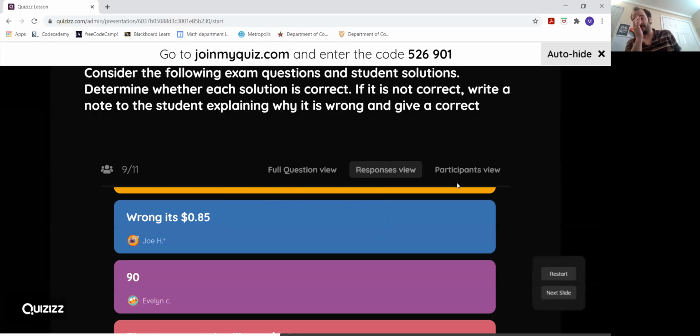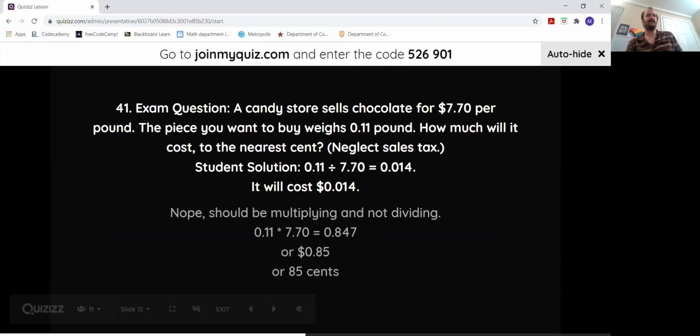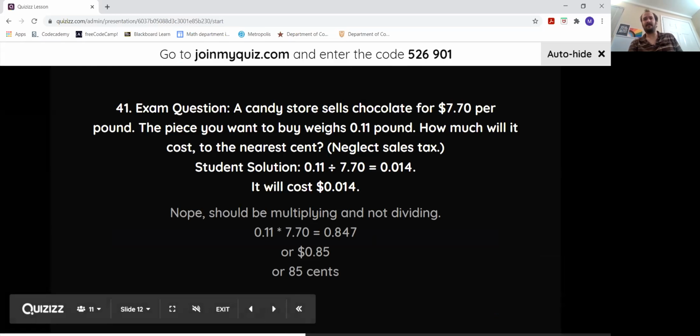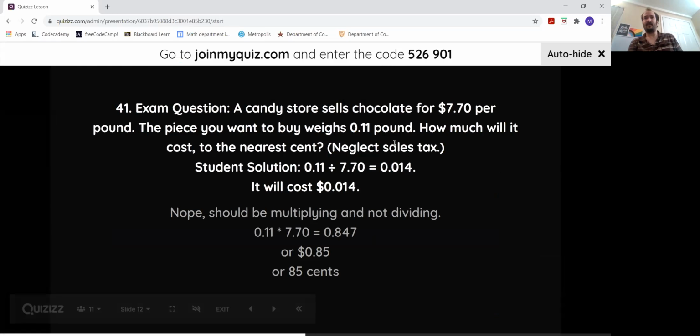All right, I think I'm one of those people that didn't answer. I think I have it on the next slide, right? You should be multiplying those two numbers, not dividing. And we can do this with the units. If this is 0.11 pounds, and this is $7.70 per pound, our pounds would simplify out, being on top here and on the bottom over here, and we'd be left with something in dollars.